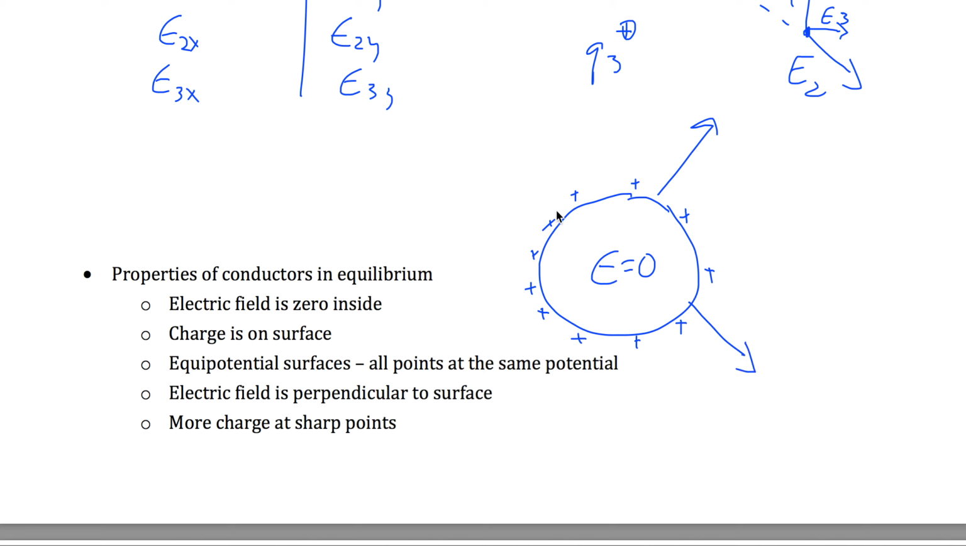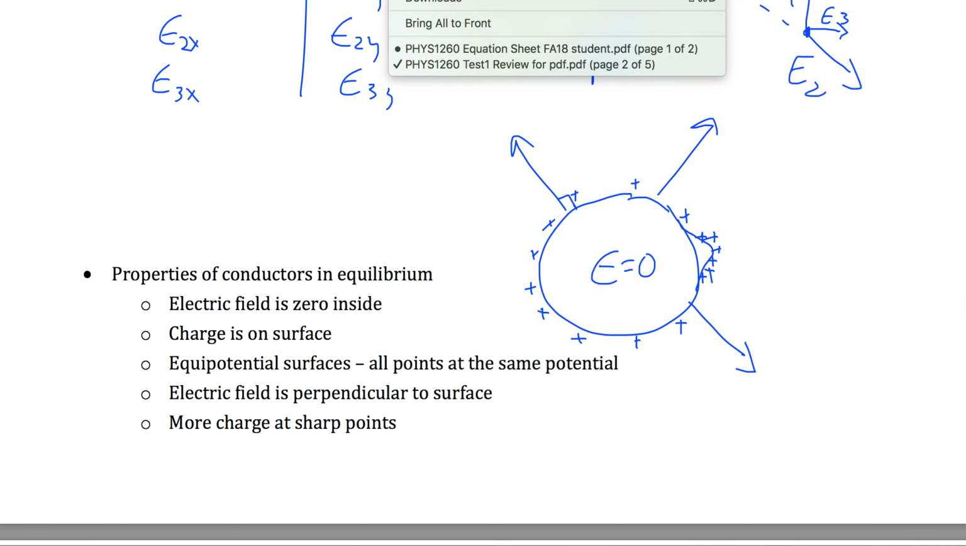And that's also how you know that this surface is an equipotential surface, because equipotential surfaces are always perpendicular to electric field lines. And then you're going to have more charge at sharp points. So here, if it's a sphere, the charge would be evenly distributed. But if you had a little point on this surface, then there would be more charges that pile up. So as long as you understand what these mean, then if I asked you a question, which of the following statements are properties of conductors in equilibrium, then you'd be able to answer the question.